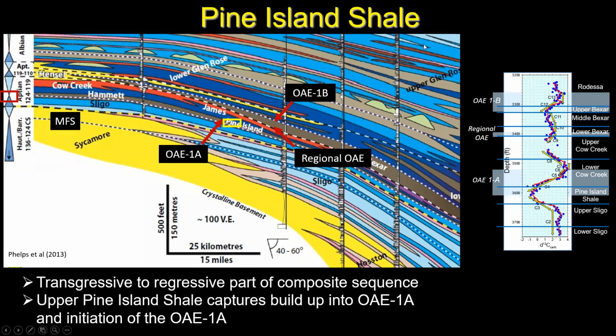The next unit up section is the Pine Island Shale. The Pine Island Shale was deposited on the middle to outer ramp following a deepening after the carbonate factory of the Sligo Formation shut down. It captures the maximum flooding surface of a composite sequence defined by Phelps. It's right here, and here's the change from transgression to regression, the flooding surface in here.